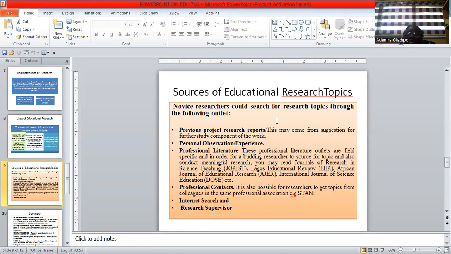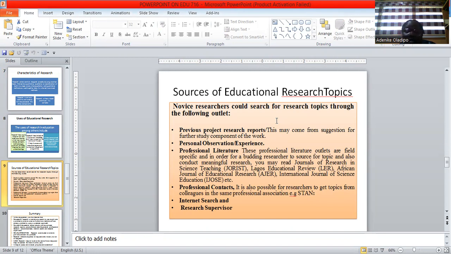Another source of educational research topic is professional literature. We have many journals. We have local journals, we have international journals. These professional literature outlets are field specific. For instance, you could have a Journal of Research in Science Teaching, Lagos Educational Review, or International Journal of Science Education. All of these are professional literature. Picking them, reading through, you could help yourself by getting an area of educational research, or you could get a topic for research in all of these outlets.